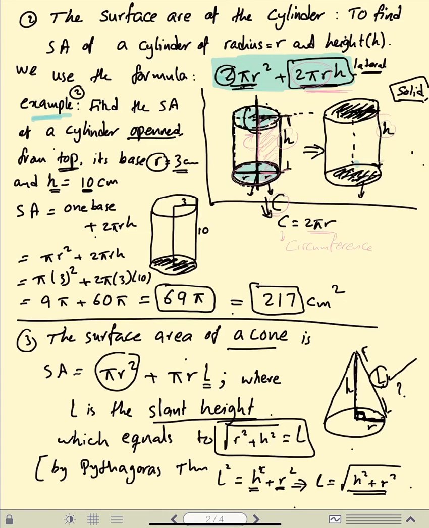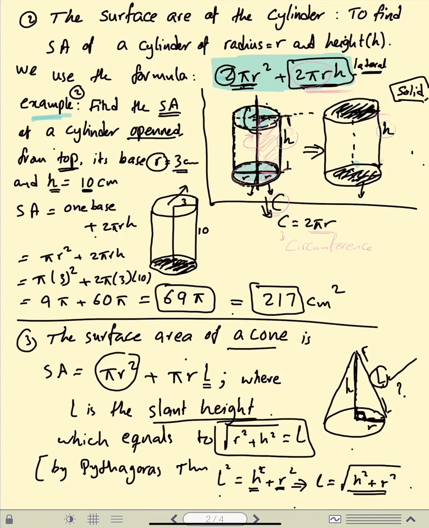How may the questions come? First example, the only example on cylinders on this: find the surface area of a cylinder opened from top. Opened from top, what does it mean? You will not be calculating it here, this is opened from top.